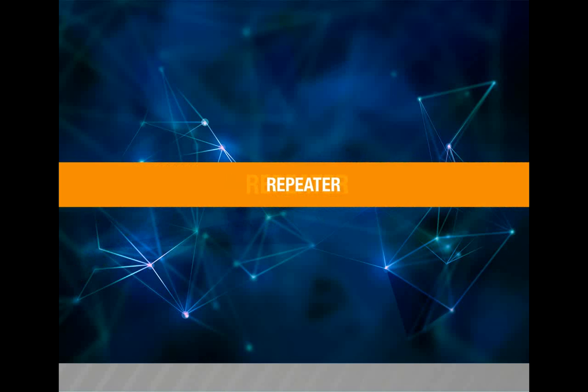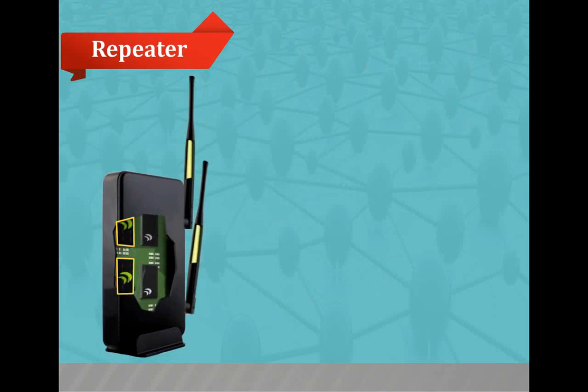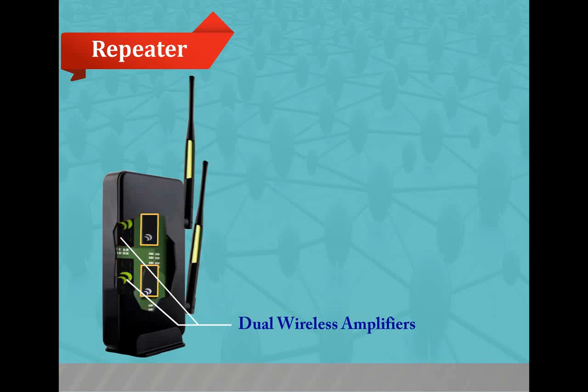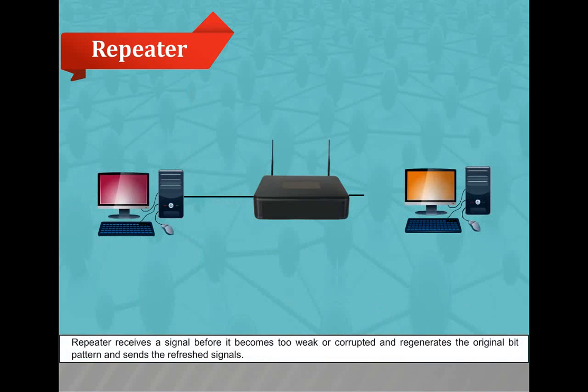Repeater. In this video, we are going to learn about repeater. A repeater is an electronic device that simply regenerates the signal. Dual wireless amplifiers, dual low noise amplifiers, dual external high gain antennas. Repeater receives a signal before it becomes too weak or corrupted and regenerates the original bit pattern and sends the refreshed signals.